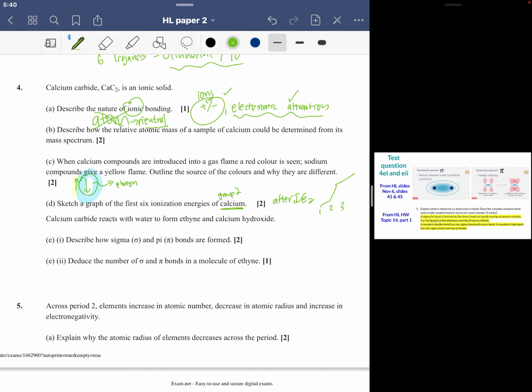All right, sigma and pi bonds. People struggled a little bit with describing sigma and pi bonds, so I've copied here the mark scheme from HL Homework Topic 14, Part 1. So you can read that closely.